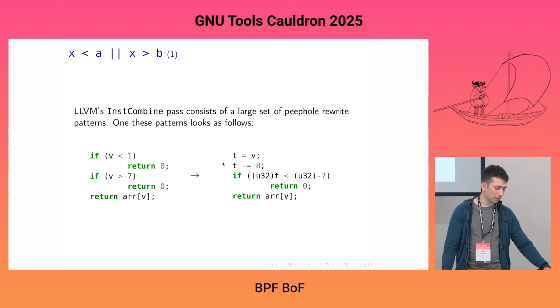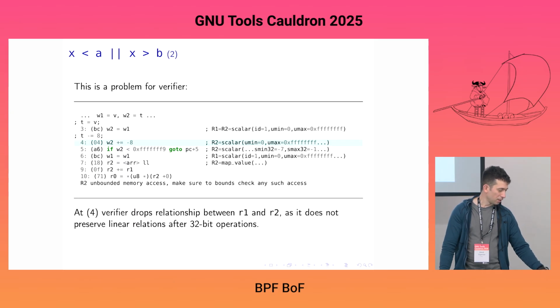But here, because of this +8, it happens on the 32-bit subregister. And the code is generated for the 32-bit subregister because in the original C code, the variables are int. We lose the link. We don't track this linear relation anymore. So this check doesn't tell the verifier anything.